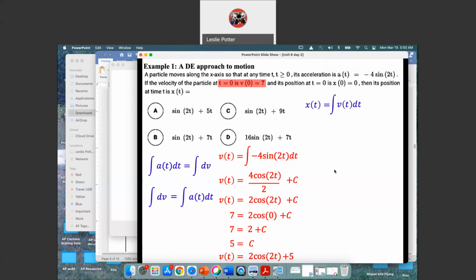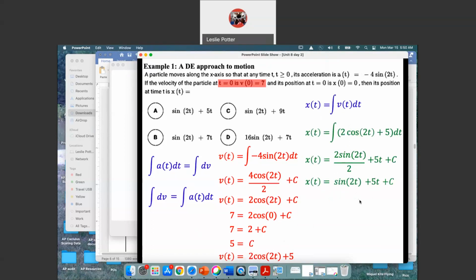So let's find the position function. We're going to integrate the velocity function. The velocity function is 2 cosine 2t plus 5. So let's go ahead and integrate this. The antiderivative of cosine 2t is sine 2t, and then we have to divide by 2. That's that chain rule. Notice the chain rule is repeated every time, right? Because that function never changes. And then we have to integrate this. This is 5t plus c. I'm going to simplify this by canceling the 2's.